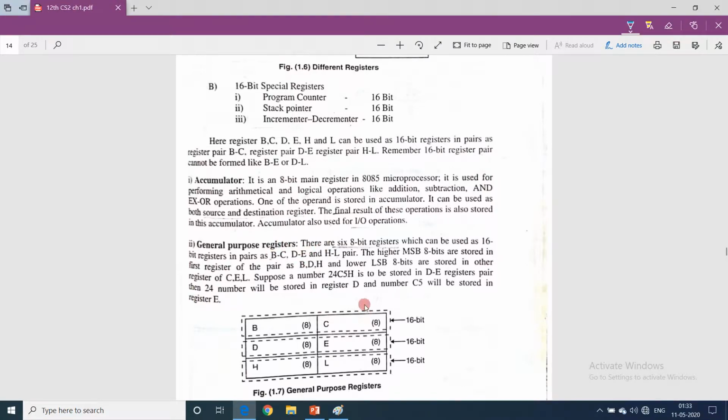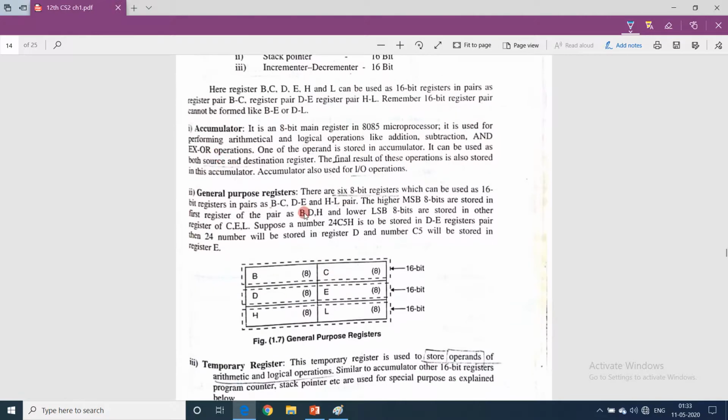Then general purpose registers. Let us see general purpose registers. As we have discussed, there are six 8-bit registers which can be used as 16-bit registers in pairs as BC, DE and HL pair. If you remember, I had told you what is most significant bit and least significant bit. For example, I want to store 24C5. This is a hexadecimal number and H represents hexadecimal.